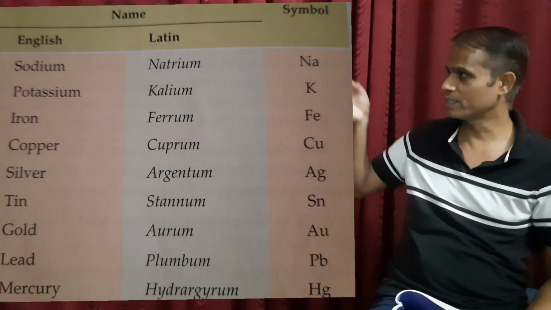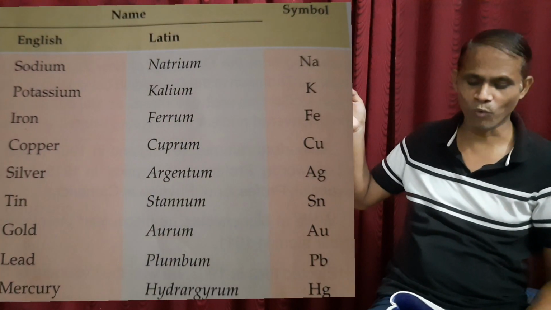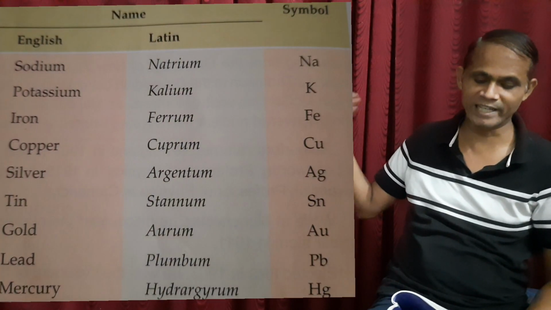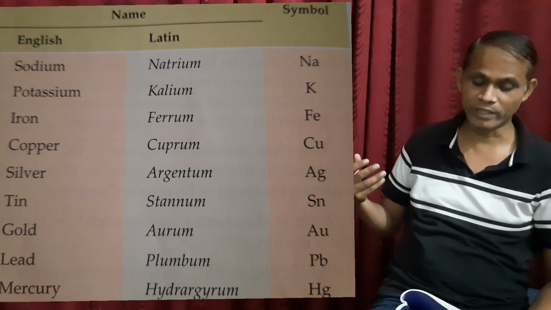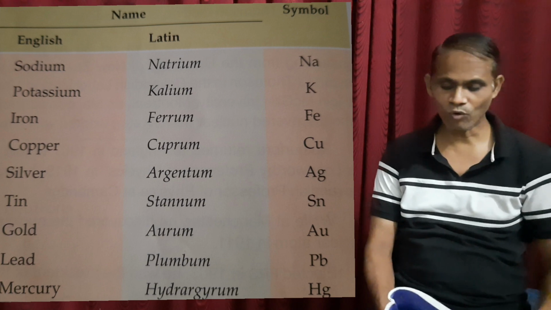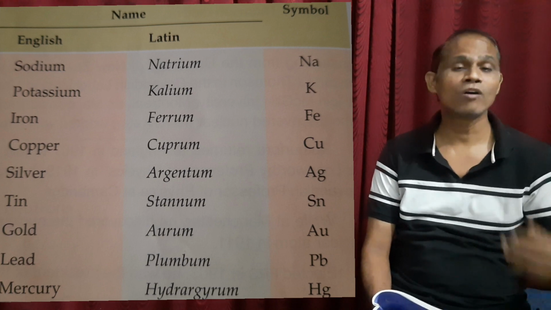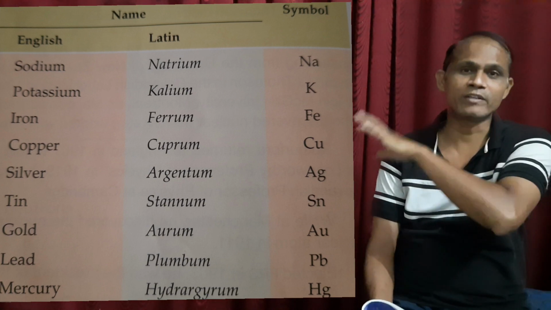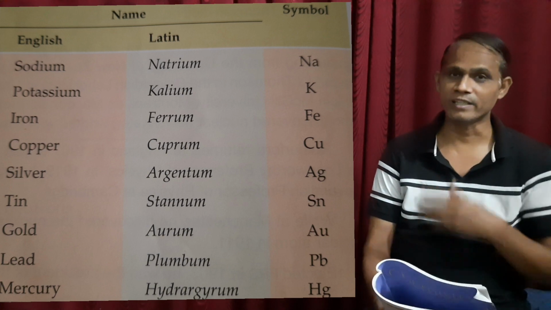Similarly, other elements I have represented over here in this table. You can see more elements, like potassium is kalium, iron is ferrum, copper is cuprum, tin is stannum, and lead is plumbum. All these things are represented here in this table. You can easily see over here.